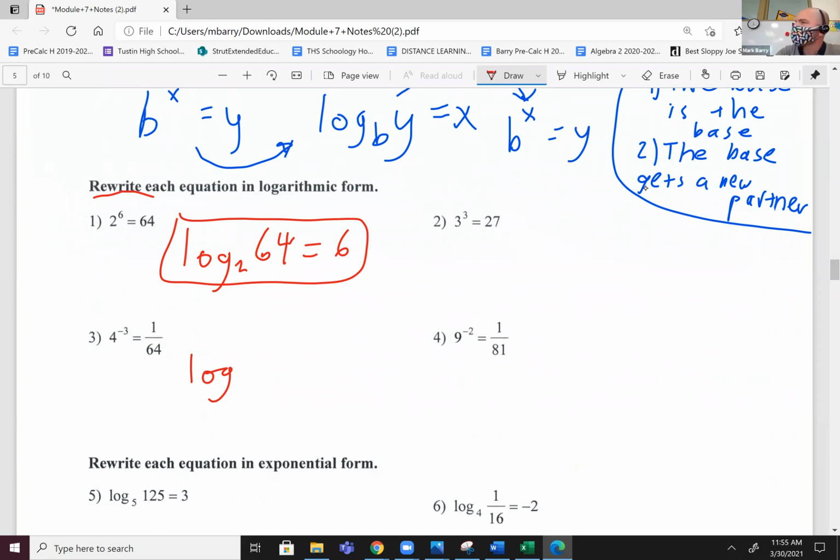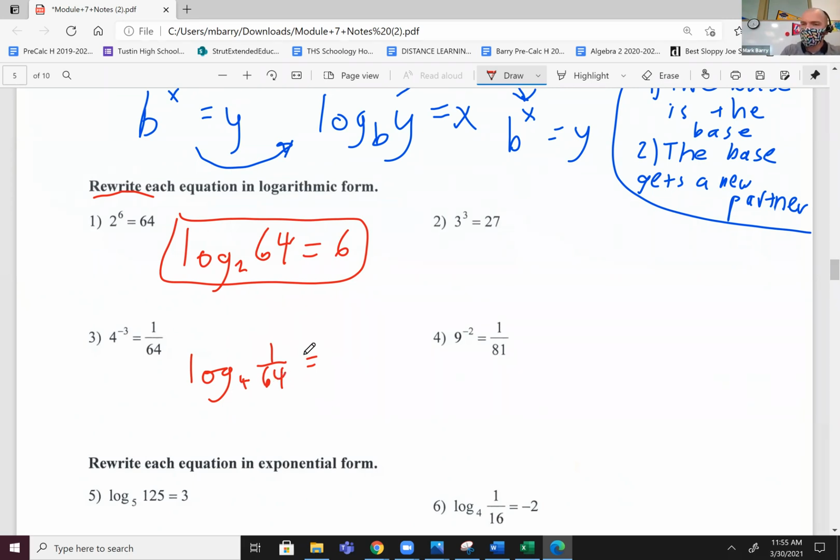We need a base here. So what was the base of my exponent is now the base of my log. So that's going to be base 4. 4 wants a new partner. 4 was with -3, but he doesn't want to be with -3 anymore. So who's available to get with? 1 over 64 is available to get with them. So that's going to go right there, just written as a normal sized fraction there.